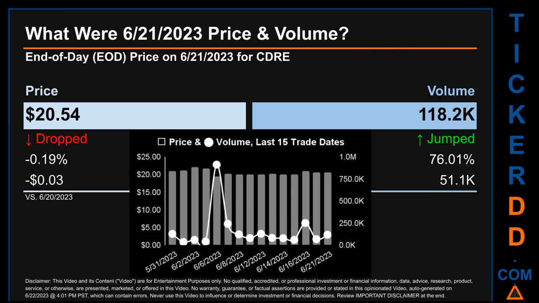Across a range of $2.75, the max and minimum end-of-day price were respectively 22.14 and 19.39. Volume saw a range of 877.5 thousand, from a day low of 35.3 thousand to a day high of 912.8 thousand.